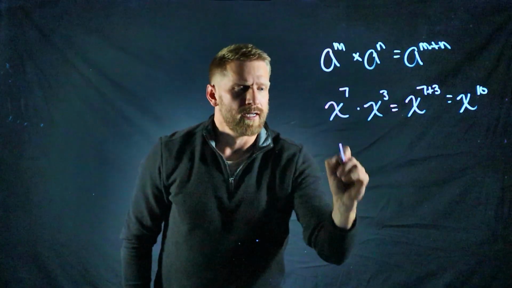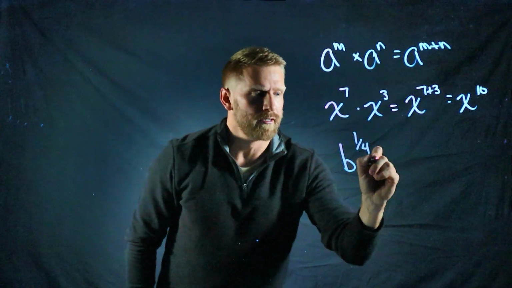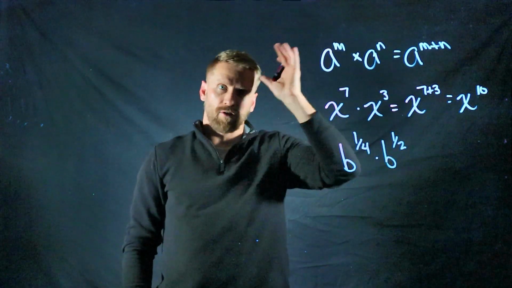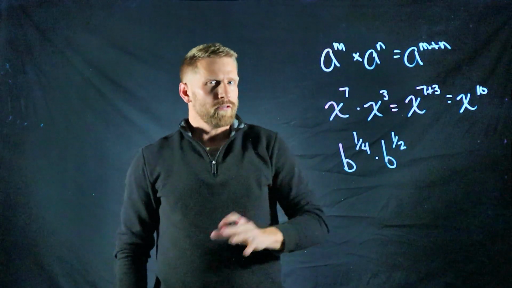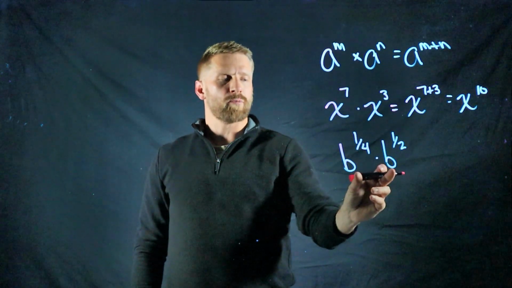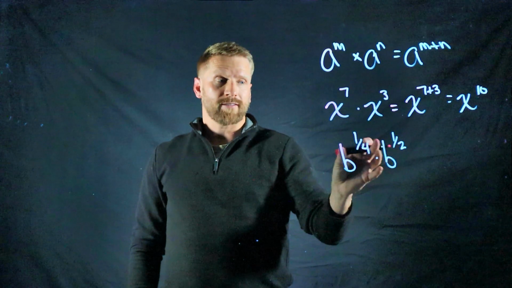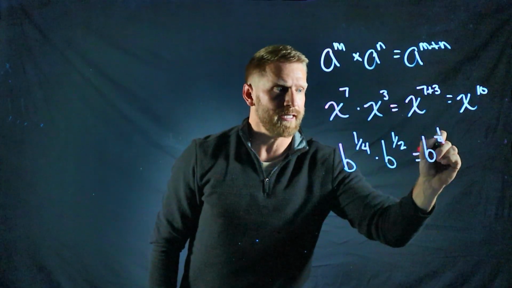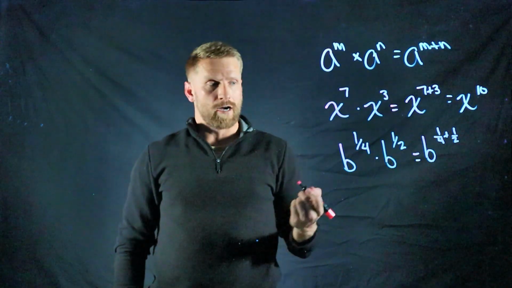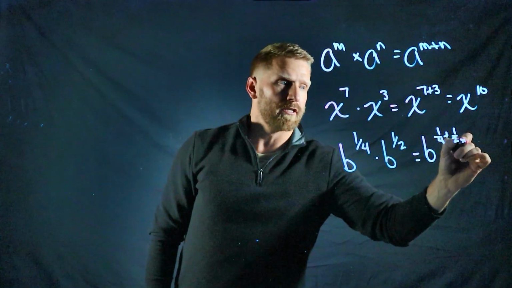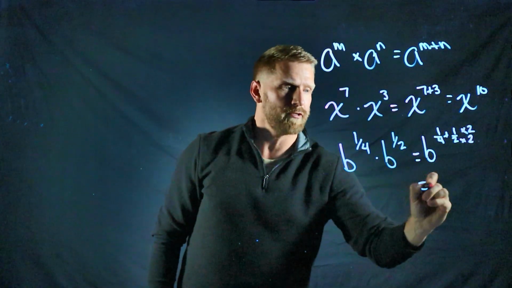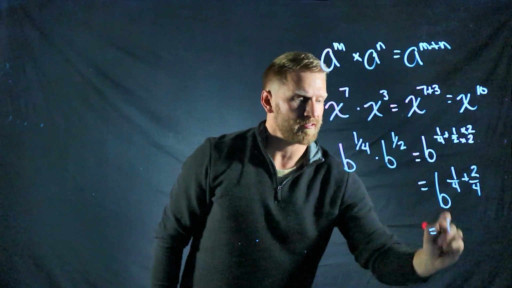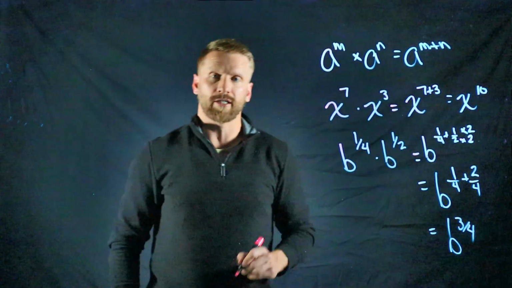Here's what I mean. If I had b to the 1/4 times b to the 1/2, some students might look at that and say fractional exponents, oh, that changes things entirely. Well, no, it doesn't. I'm multiplying two exponents with the same base, and if that's the case, my law says I just have to add the exponents. Sure, the addition is a bit different because now I'm adding fractions, I need common denominators. So I get a common denominator by multiplying the top and bottom by 2 here. And I get b to the 1/4 plus 2/4. And that gives me an answer of b to the 3/4.